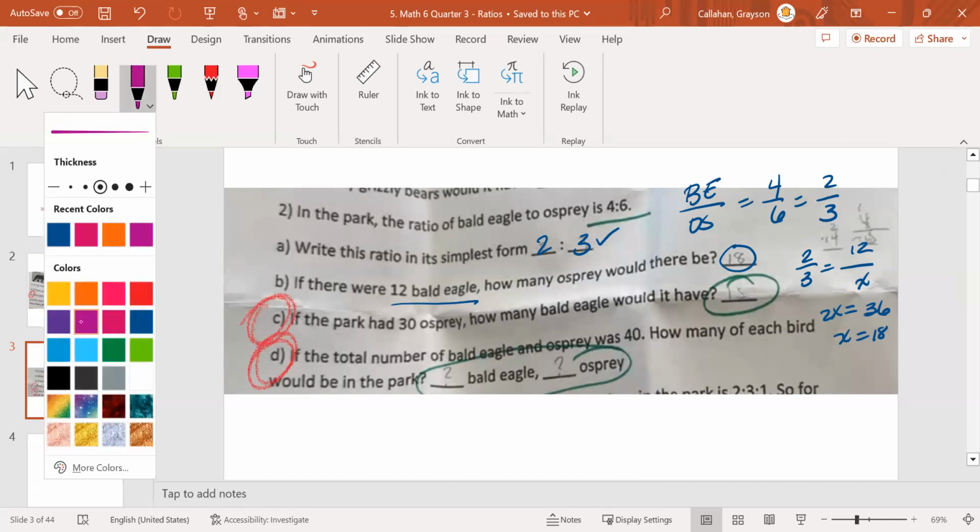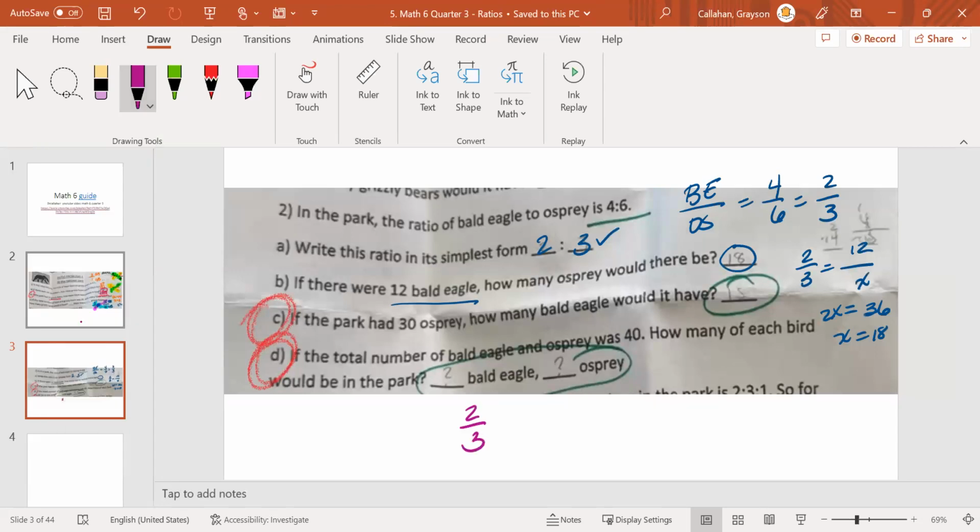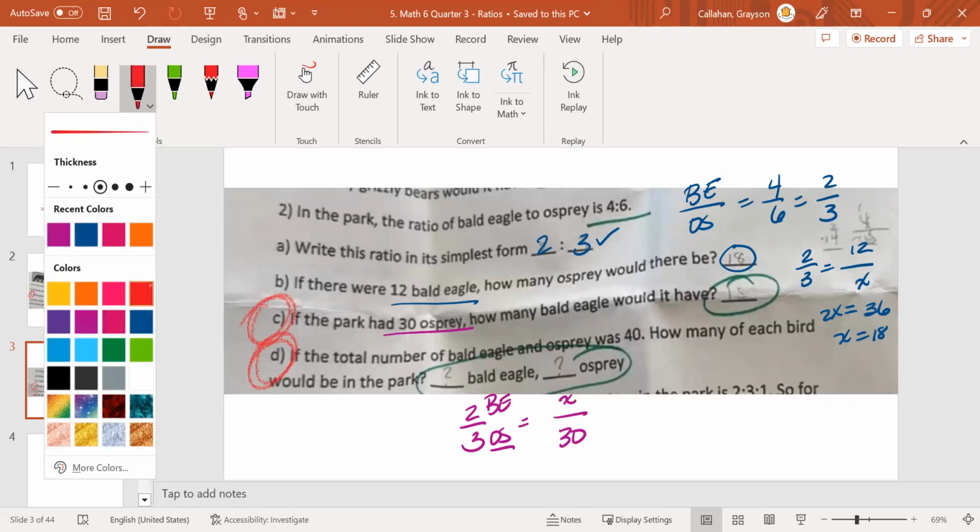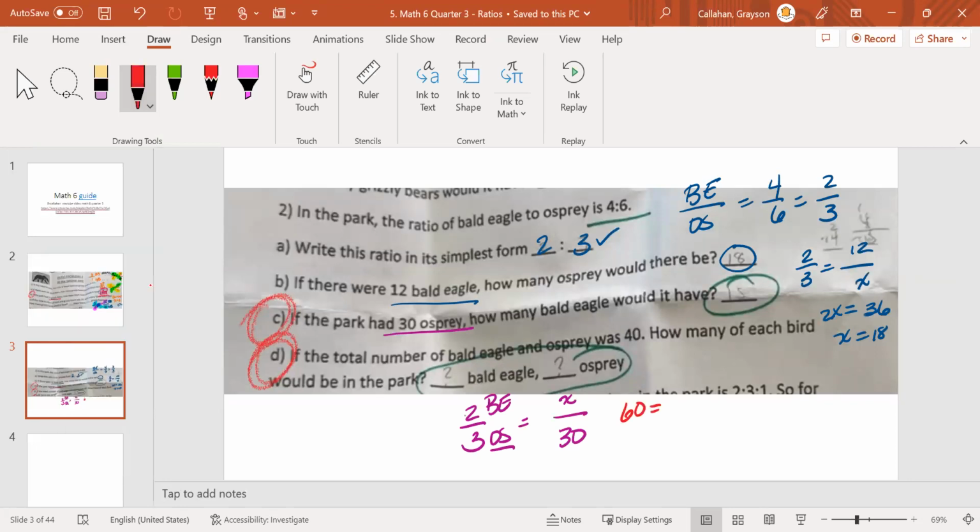If the park had 30 ospreys, so again, you're using 2/3, right? Bald eagle, ospreys. If there are 30 ospreys, so 30 goes on the bottom. How many bald eagle will there be? X goes on top, right? You will need to cross multiply. 2 times 30 is 60. 3 times x is 3x. What's 60 divided by 3? 14. So change that. Do you see that? Okay.